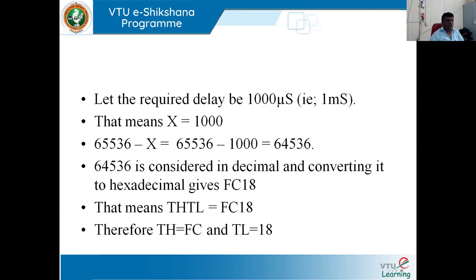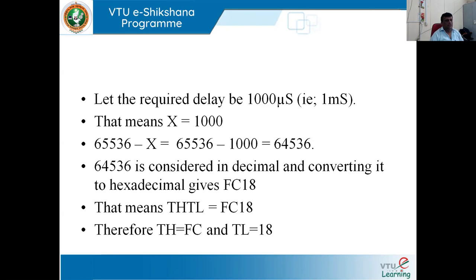So the total number of counts possible with a 16-bit counter timer is 65,536 minus X, where X is 1000. If you subtract, we'll get a value of 64,536. This 64,536 is a decimal value, so we need to convert it into its hexadecimal equivalent.